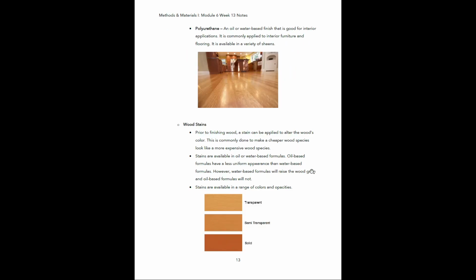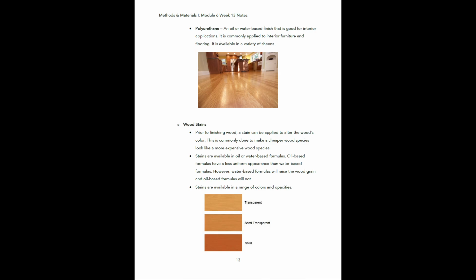All right. And then the last one we have here is polyurethane. So polyurethane is probably going to be the most common type of wood finish you'll run into nowadays. This is available in an oil or a water-based solution, and it is good for interior applications, okay? So this is going to be commonly used for interior furniture and also for flooring. So anytime you have hardwood floors and you're refinishing them, what you're usually going to put on those is some type of polyurethane.